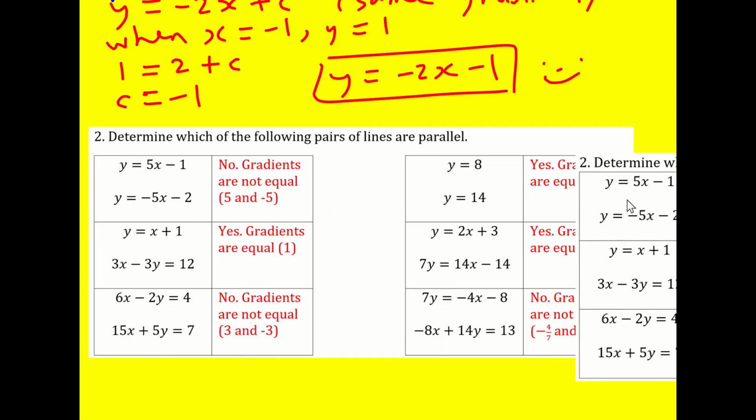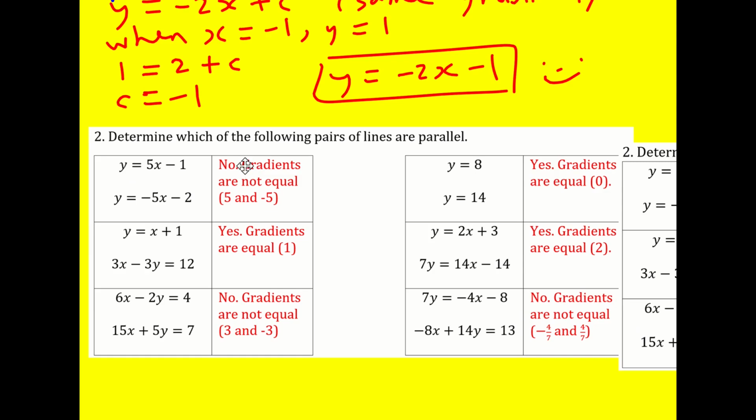Here are the answers. So the gradients, this is a sort of explanation I would expect to see. The gradients are not equal. Here they are. Here they're not. This is a special case. Remember, these are horizontal lines, so they do have the same gradient and they are parallel. These two are, and these are not. Very, very close to being, but every single time try and write them in the form y equals mx plus c.